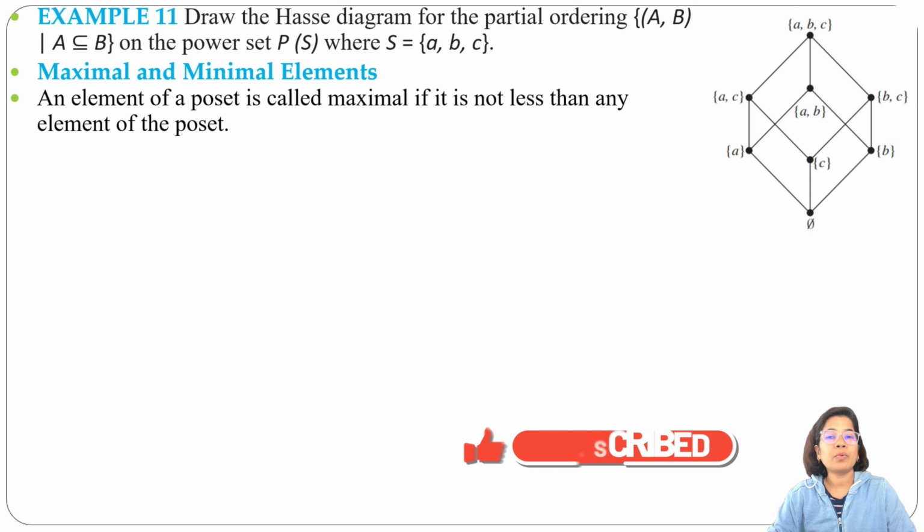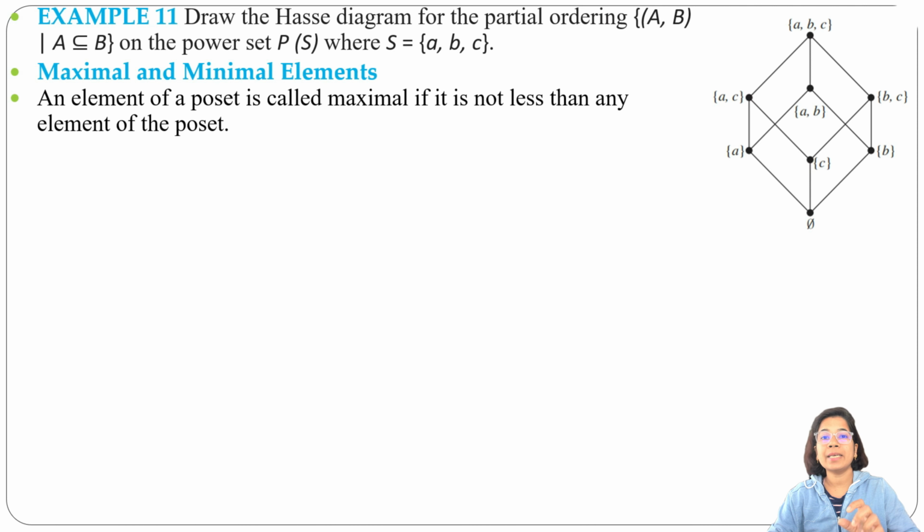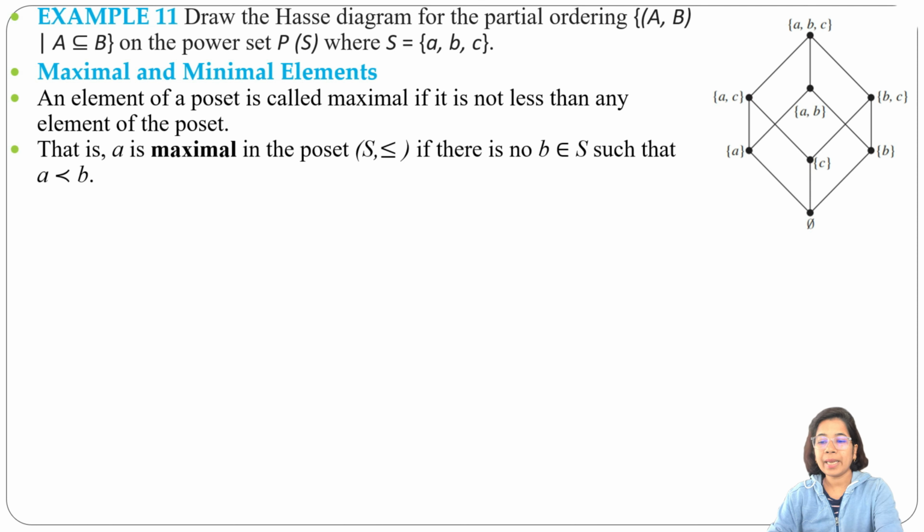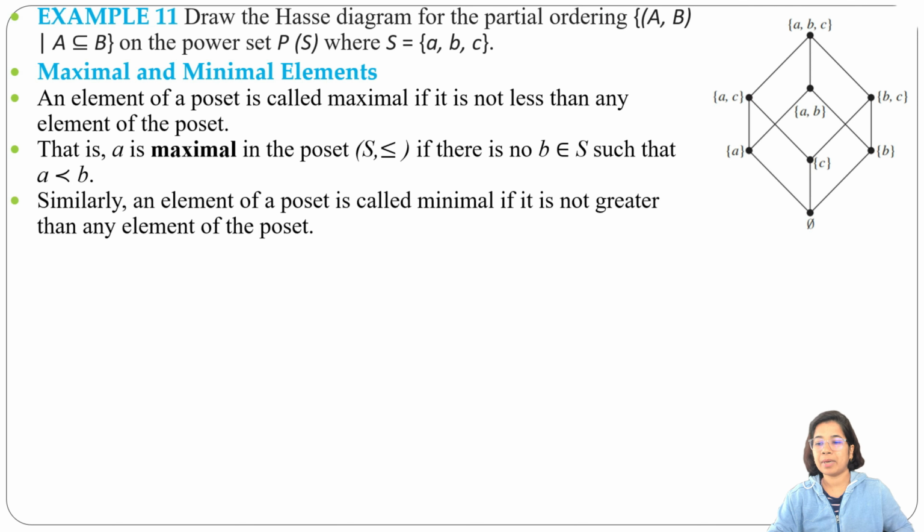An element of a poset is called maximal if it is not less than any element of the poset, or we can say it is the maximum in the poset, then we will say it is maximal. So A is maximal in the poset if there is no B such that B is greater than A. Means A value is maximum, then we can say A is maximal.